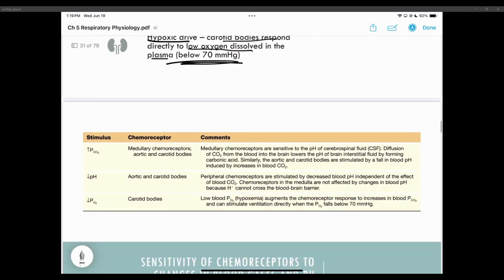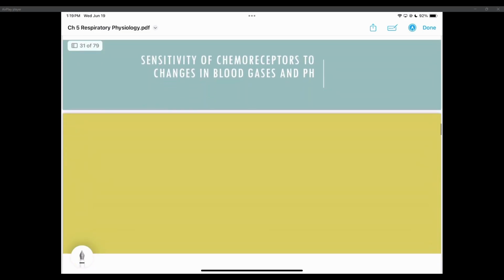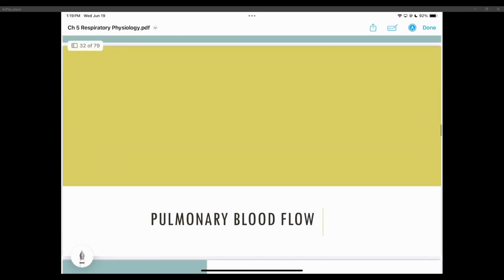And then here's just a summary slide of what happens. So we'll take a break, come back at 1:30, and talk about blood flow.